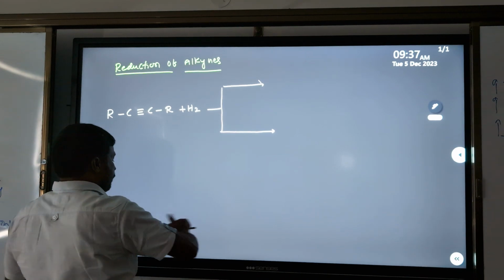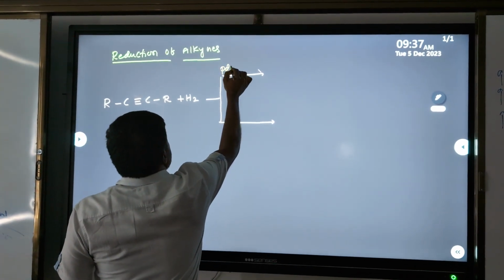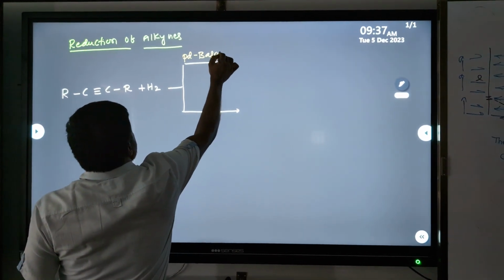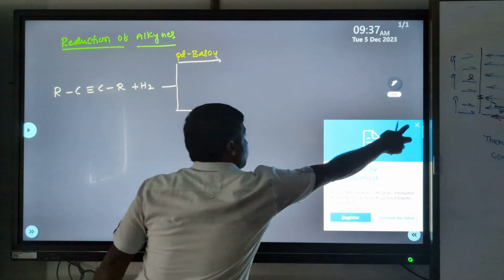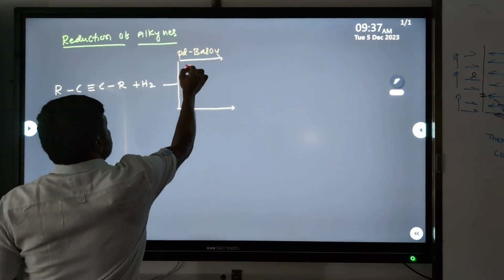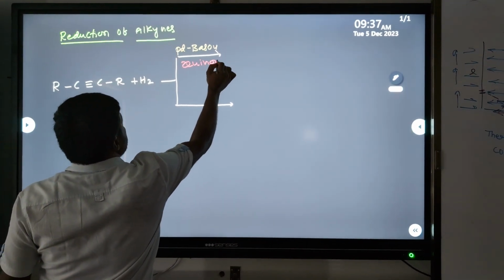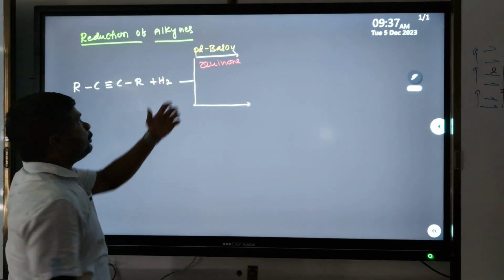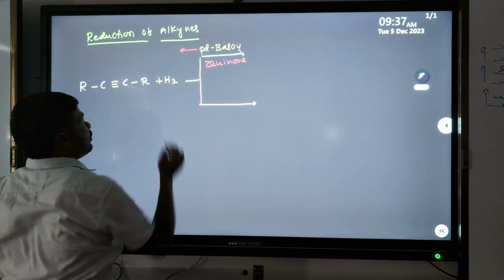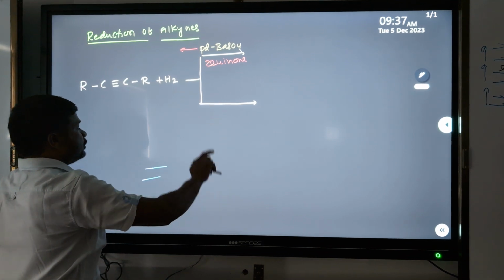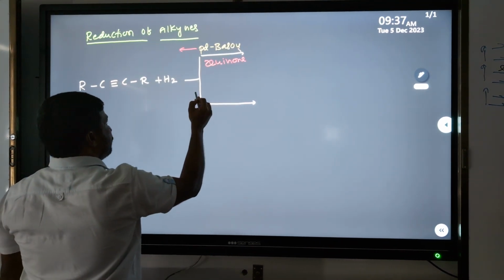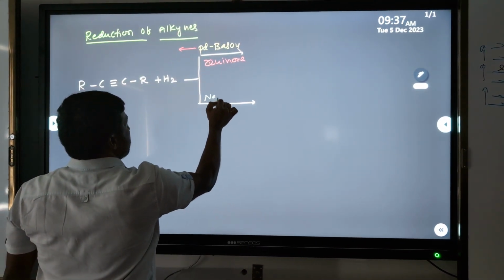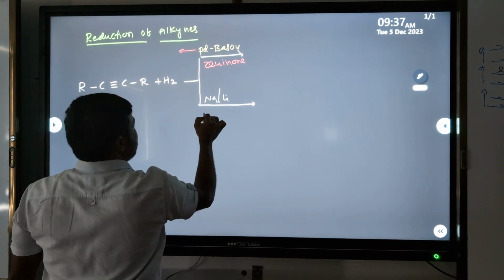One is palladium barium sulfate, and a trace amount of phenol we have to add. Trace amount of phenol, because phenol reduces the poisonous nature of palladium. So we are using that phenol as a trace amount. Then one more is sodium or lithium in liquid ammonia.